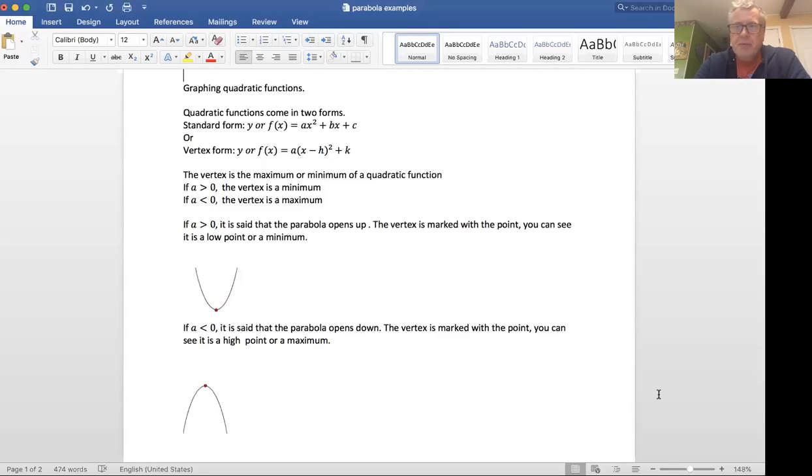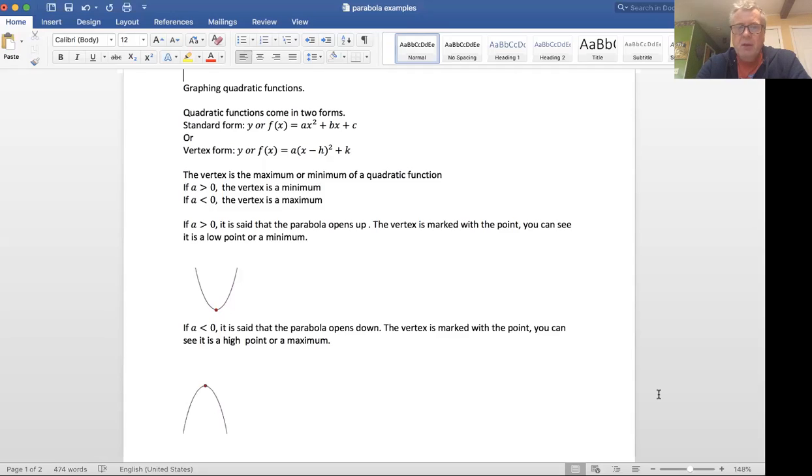Okay, so there are several things when we graph a quadratic function. One thing is that we note the two forms. One form is the standard form, which is y or f of x equals ax squared plus bx plus c, that trinomial form. And then the other form is the vertex form, which is y or f of x equals a times the quantity x minus h squared plus k.